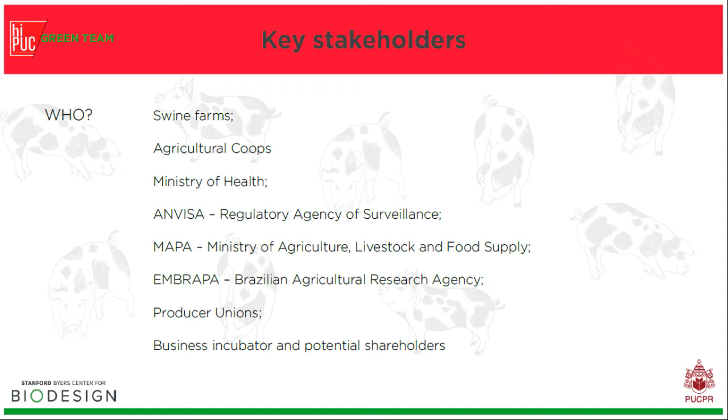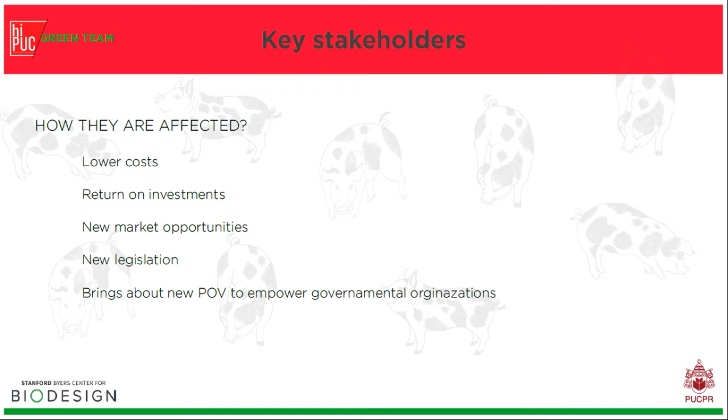So who are our key stakeholders? We have the direct impact on swine farms, agricultural co-ops, the Brazilian Ministry of Health, Anvisa, which is a regulatory and surveillance agency here in Brazil, MAPA, which is the Ministry of Agriculture, Livestock, and Food Supply, Embrapa, which is the Brazilian Agricultural Research Agency, and producer unions, so unions of producer farms. We're not sure how strong they are or what they are, but we know that they exist, and business incubators and potential shareholders.